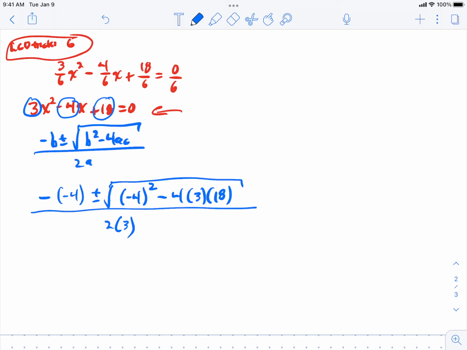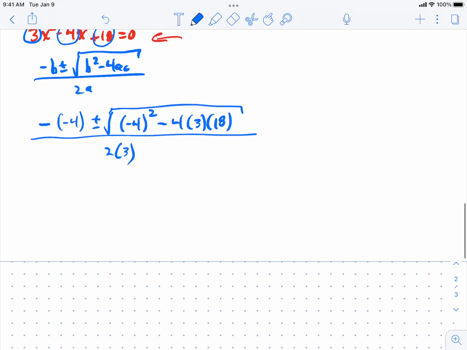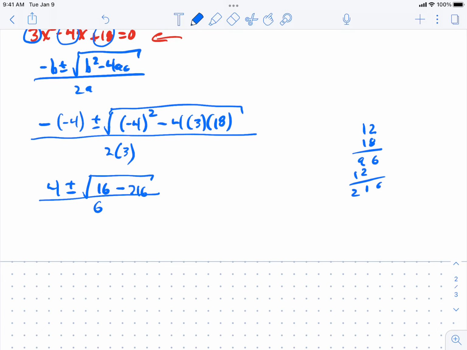Okay, we should clean this up a little bit. A negative 4 is a 4, plus or minus. A negative 4, when you square a negative 4, you get a positive 16. And this will be minus, and what do we got here? 4 times 3 times 18. Well, that would be like 12 times 18. 12 times 18 is what? Let's see. 216. Okay. All over 2 times 3 is 6. Cool.